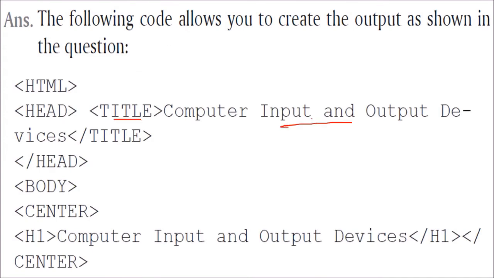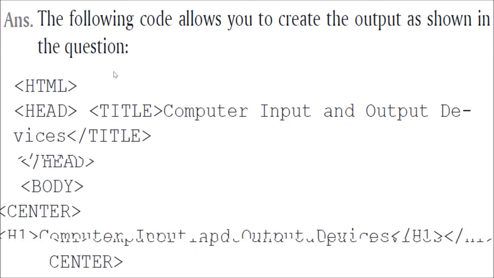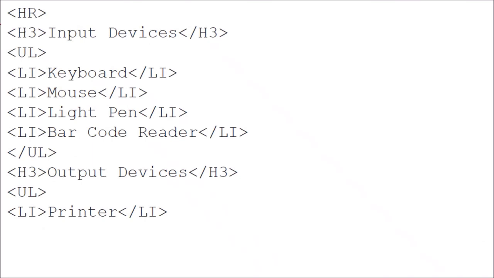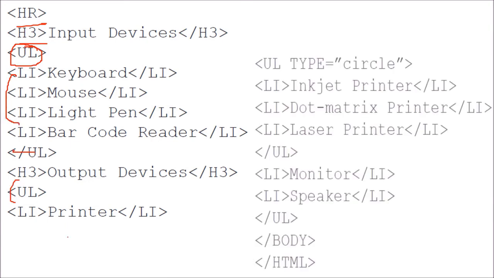This is the title. You can write any title. Then inside your body, because the first one is an H1 heading, inside this center. Then a horizontal rule, because there was a line. Inside this, you start an unordered list. These are the list content. Then you can end. Then the next UL.